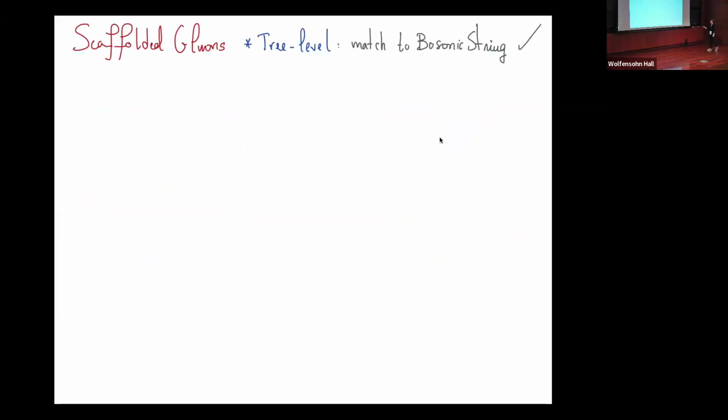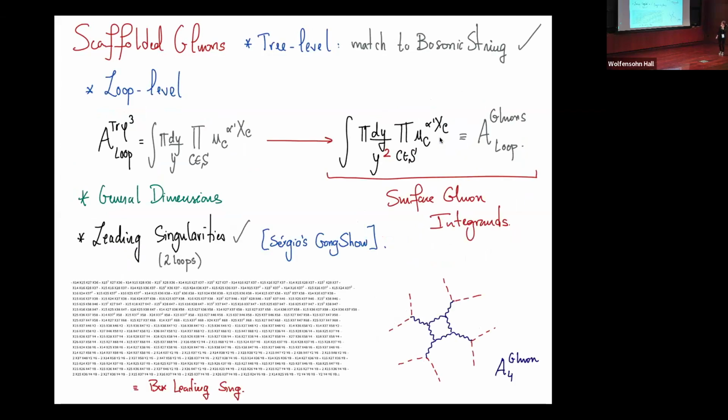And at tree level, we can actually show that this expression precisely matches what we get from bosonic string theory for a particular special choice of polarizations. At loop level, things are a little bit more tricky because the bosonic string answer is fairly complicated. So all that we do is we start with our trace phi cubed loop object, and we literally just change the integration measure from a dy over y to a dy over y squared. And this is what at low energies is going to define surface gluon integrands.